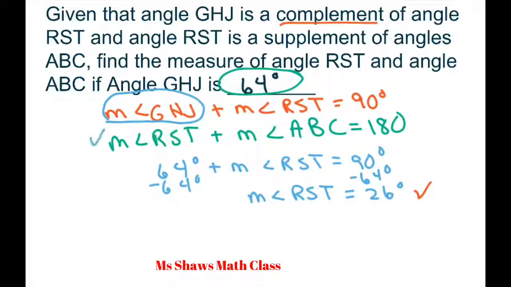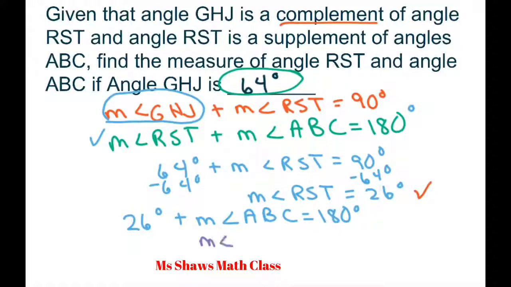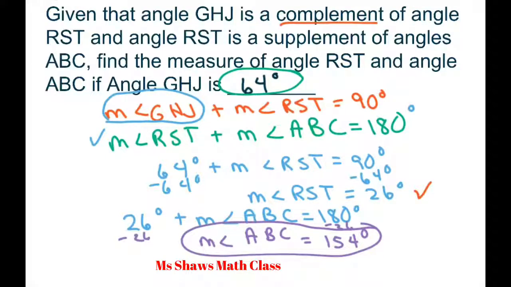So let's plug it in here. So we have 26 degrees plus the measure of angle ABC equals 180 degrees. So subtract 26 from both sides. Minus 26, minus 26. And you're going to get 154 degrees. So that is your two answers right here.